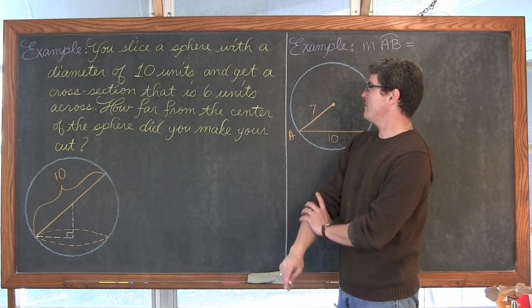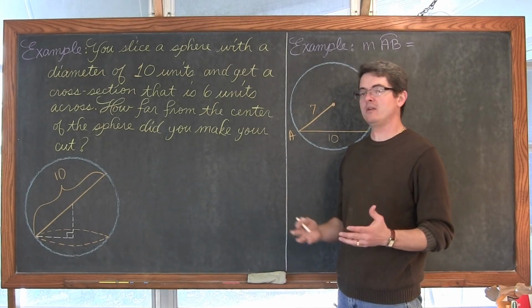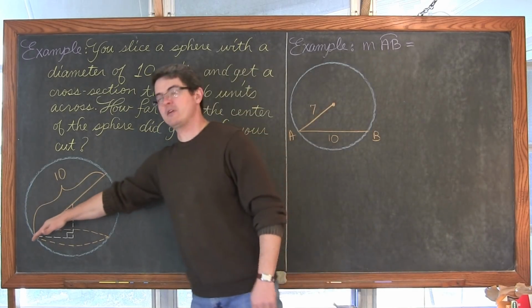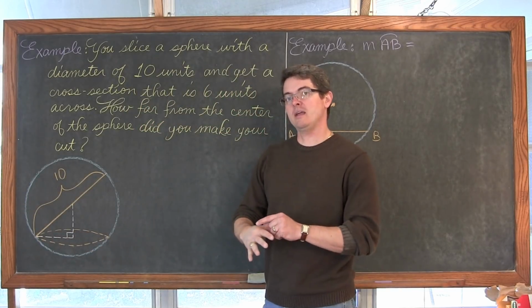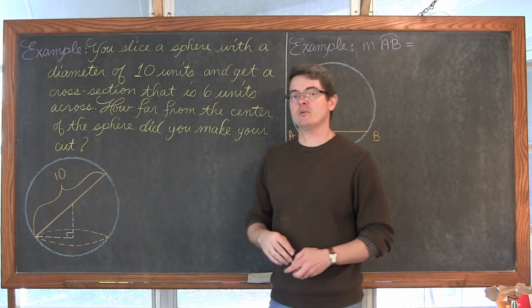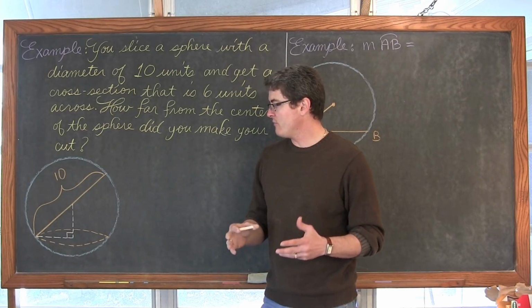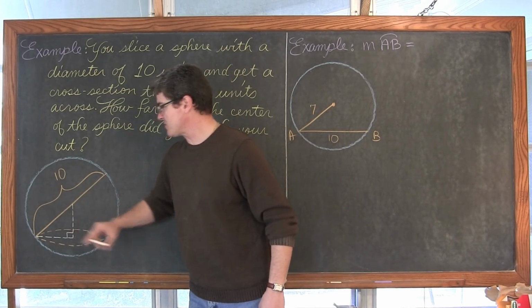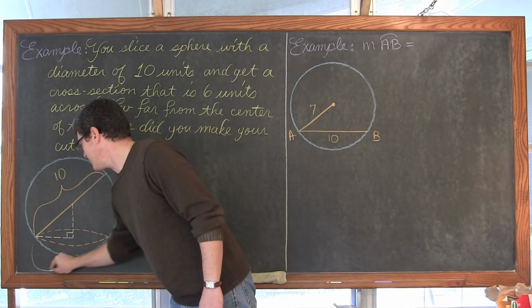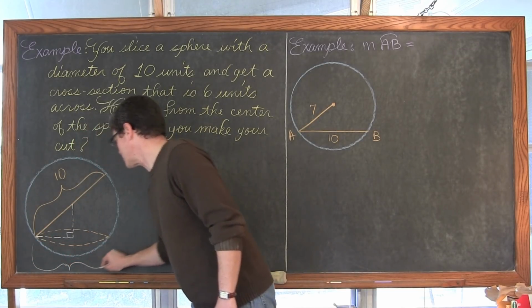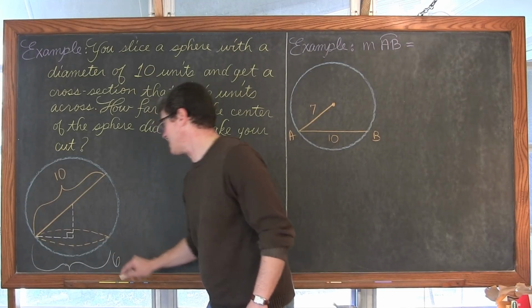How far from the center of the sphere did you make your cut? Again, the diameter of our sphere is 10. We cut a cross-section and got a circle with a diameter of 6. How far away from the center of that sphere did we make our cut? Well, the diameter of this cross-section is equal to 6.